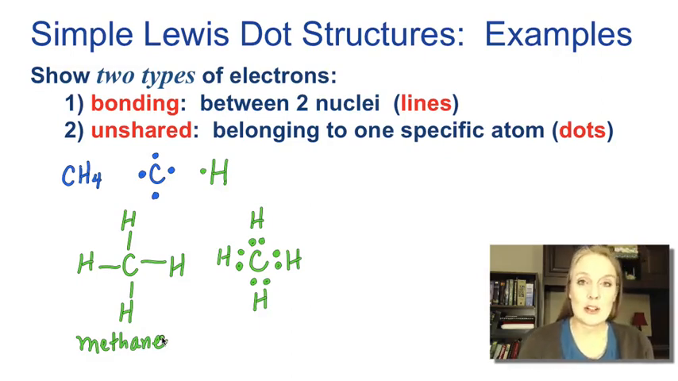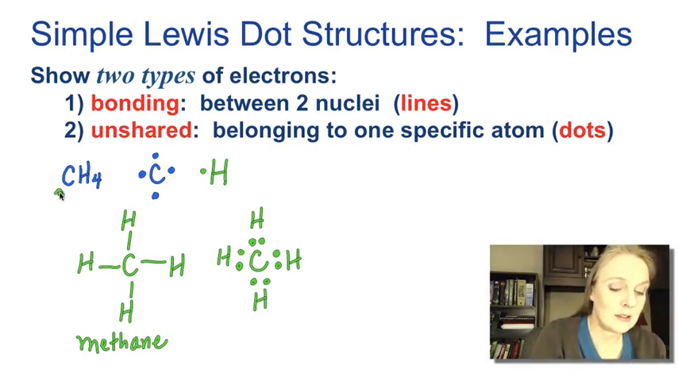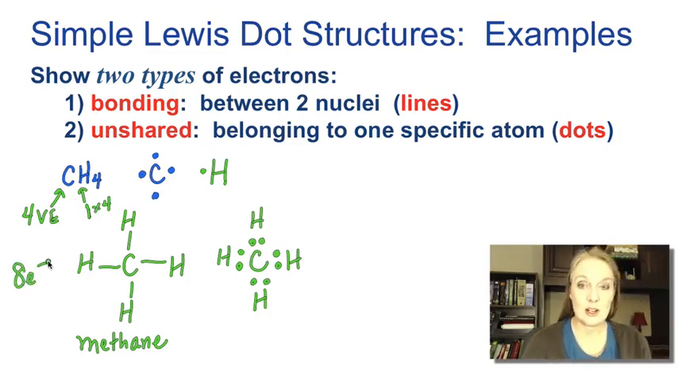We can count to make sure that methane has the right number of valence electrons shown. So carbon had 4 valence electrons. Each hydrogen had 1, but there was 4 of those. So I should have 8 electrons shown. Do I have 8 electrons shown here? Let's count. Remember, every line is 2 electrons that make a bond. So I have 2, 4, 6, 8. So that adds up perfectly. Let me do one more compound.